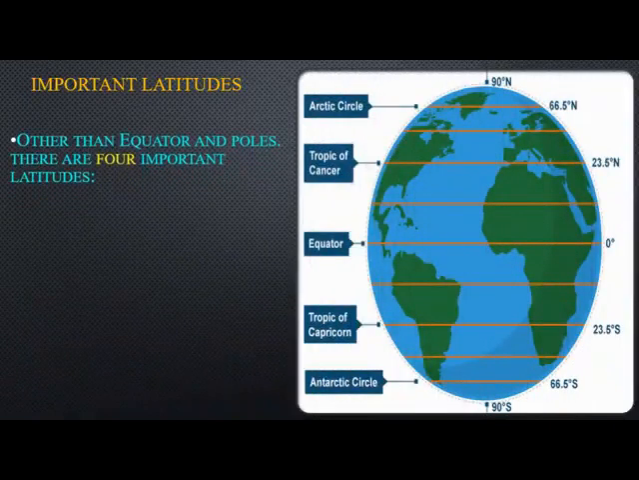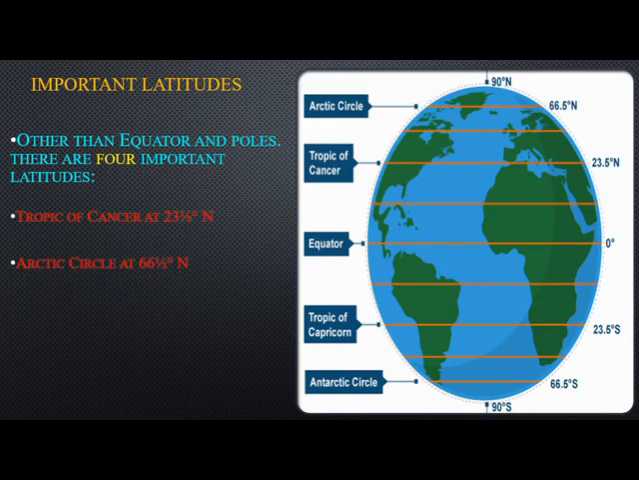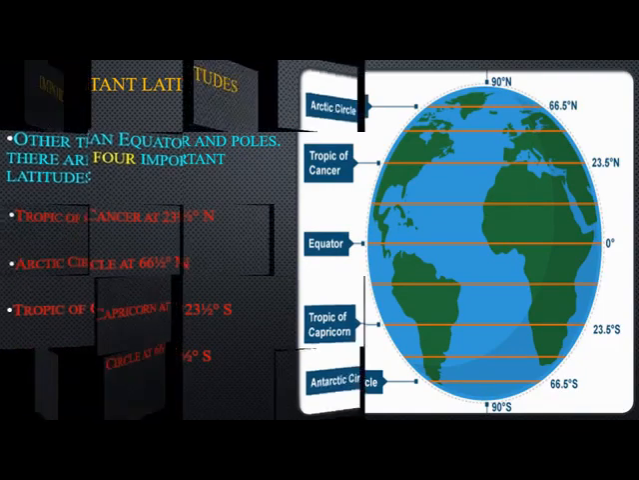Children, observe the latitudes here. Other than the equator and poles, there are four important latitudes: Tropic of Cancer at 23.5 degrees north, Arctic Circle at 66.5 degrees north, Tropic of Capricorn at 23.5 degrees south, and Antarctic Circle at 66.5 degrees south.